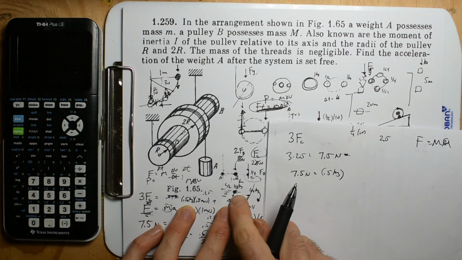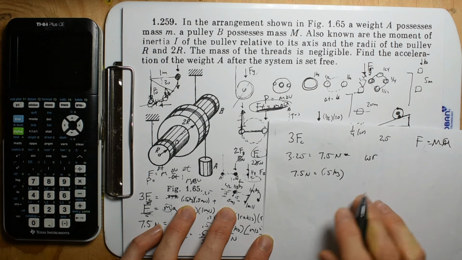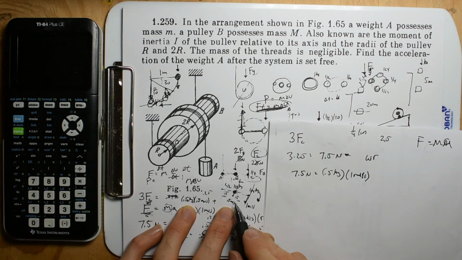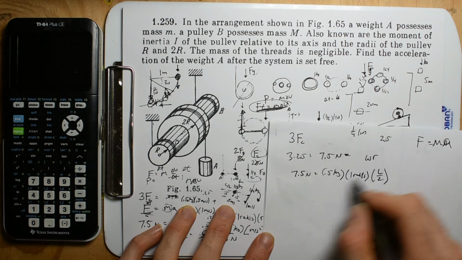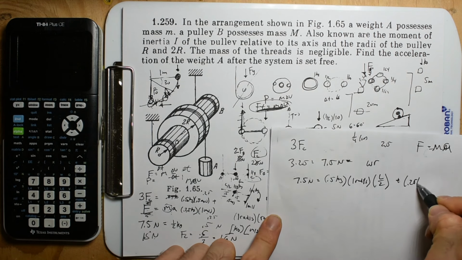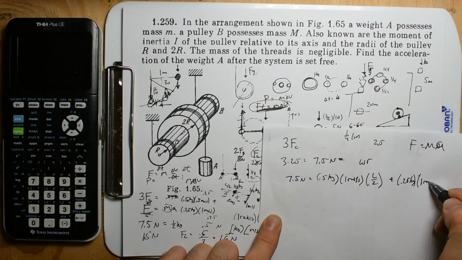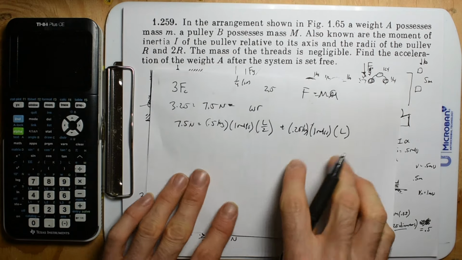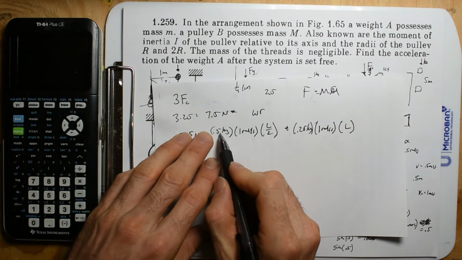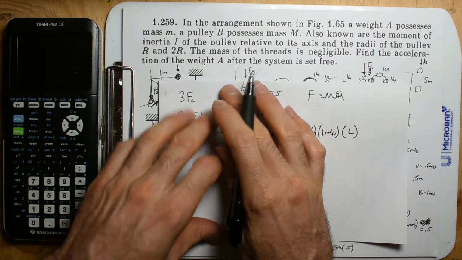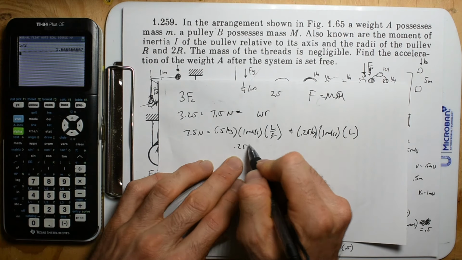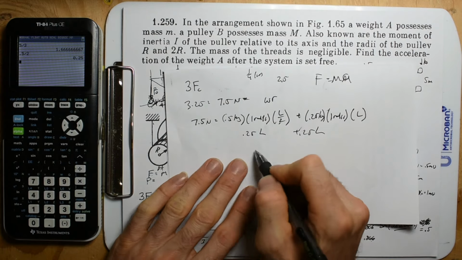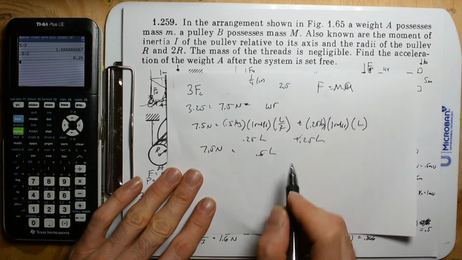So what's the velocity of this? It's omega times the radius, so 1 radian per second times the radius, which is L divided by 2. And now we come over to this mass. We have 0.25 kilograms, and the same 1 radian per second, and this is omega r, so it's just the total length. Now we just solve for L. So this is 0.5 divided by 2, which is 0.25, so we have 0.25 L, and over here we got 0.25 L. So we get 0.5 L is equal to 7.5 newtons.